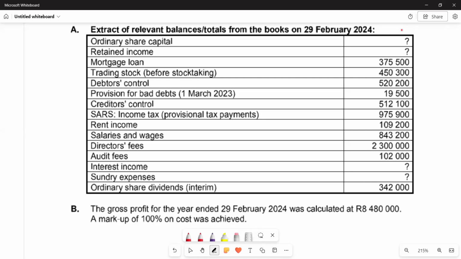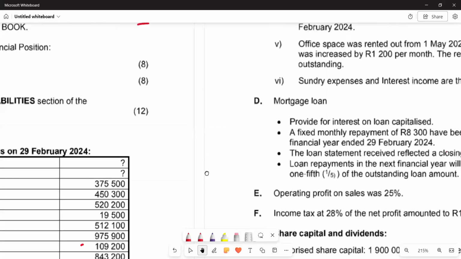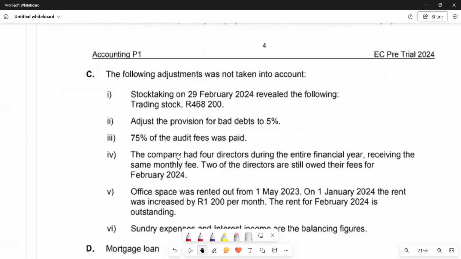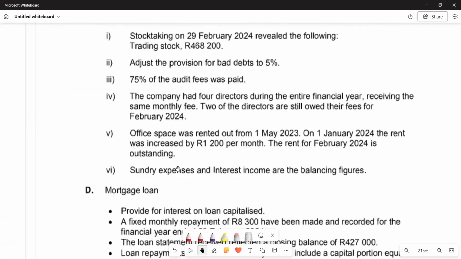You'll see that we've got rent income here, and it has an amount of 109,200. So we are going to try to find out if there's anything affecting our rent income in the additional information. If you don't have anything, we can take our figure 109,200 as it is. So let's find out in the additional information if we have got anything that is affecting rent income. We go down looking for those adjustments.